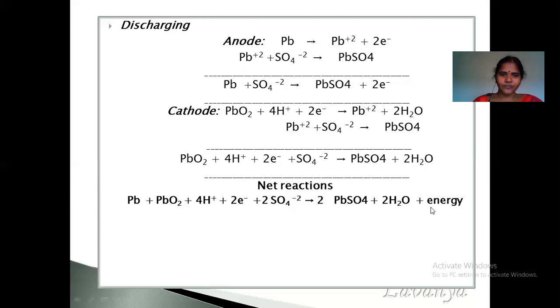After some time, once all the lead and lead oxide have reacted, there are no more reactants, then we need to supply electricity from an external source so that the reversible reaction takes place.